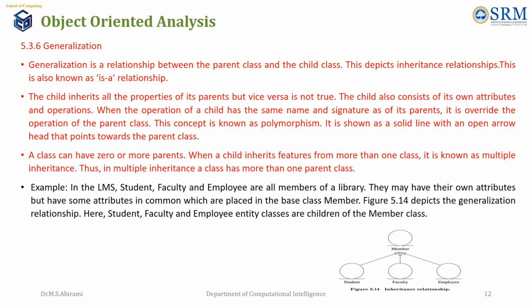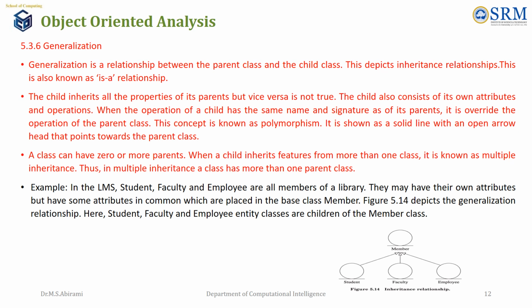When the operation of a child has the same name and signature as its parent's, it is overriding the operation of the parent class. This concept is also known as polymorphism. It is shown as a solid line with an open arrow head and points towards the parent class. A class can have zero or more parents. When a child inherits features from more than one class, it is known as multiple inheritance. Thus, in multiple inheritance, a class has more than one parent class.